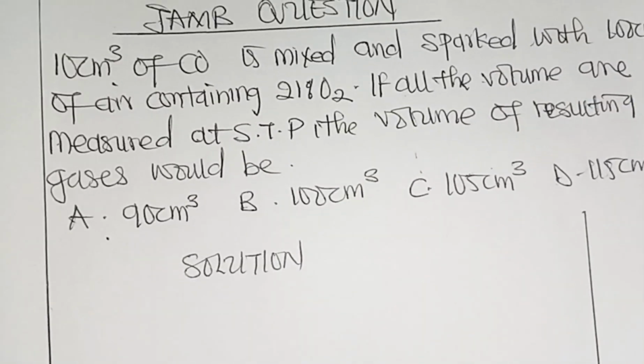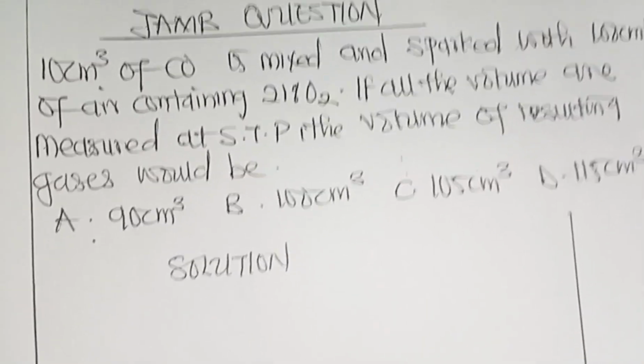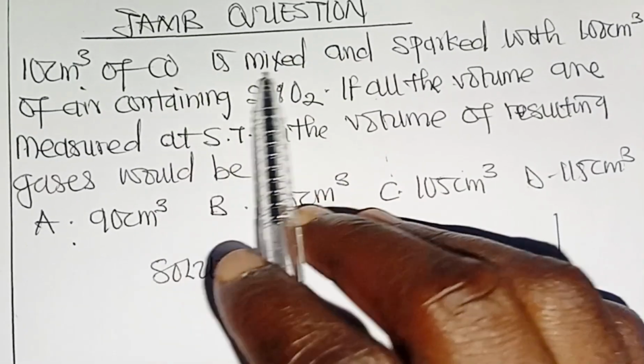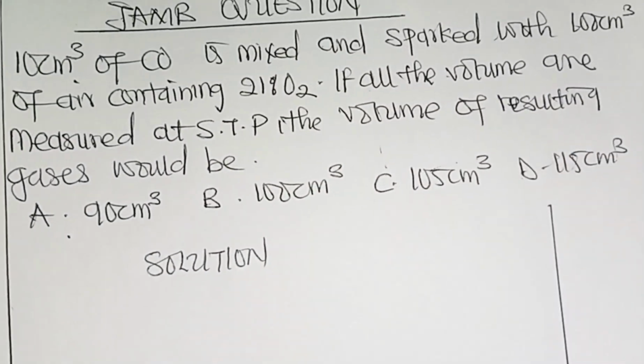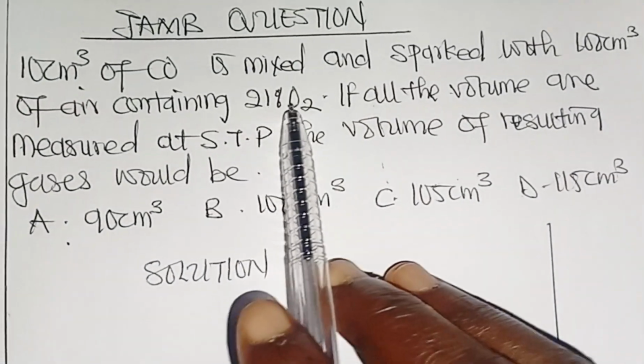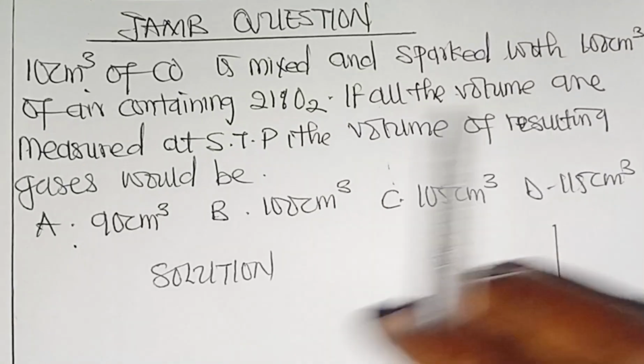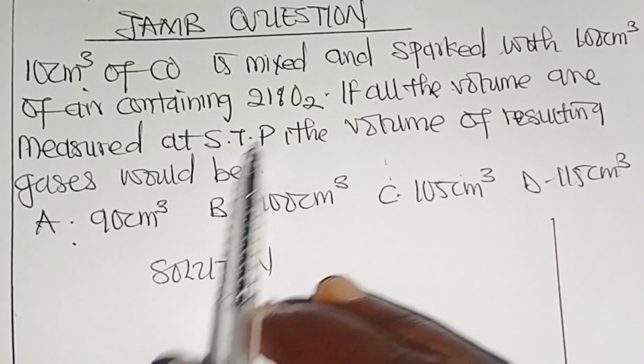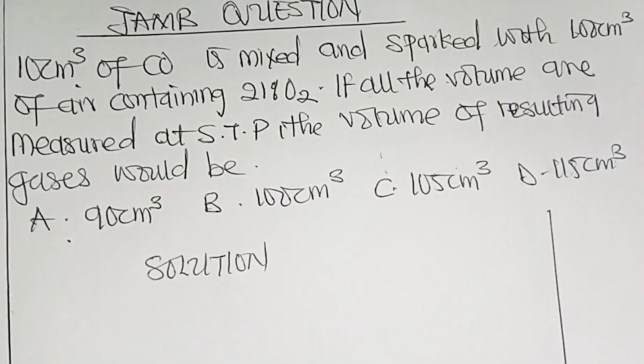Let's solve another jump question under Lussac's law of combining volume. 10 cm cube of carbon monoxide, which is CO, is mixed and sparked with 100 cm cube of air containing 21% oxygen. If all the volumes are measured at standard temperature and pressure, the volume of resulting gases would be, these are the options. Let's solve.